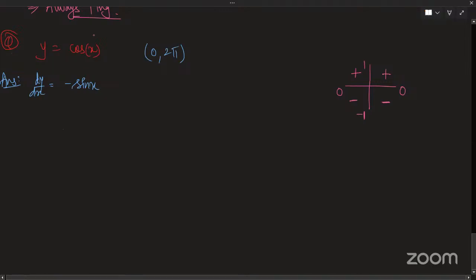So what can you infer about dy by dx, right? See, dy by dx is minus of sin x. So if I input my sin x as a positive value, it will invert that. And if I input my sin x as a negative value, it will give me a positive value. So can you infer anything about dy by dx in the first quadrant, second quadrant, third quadrant, and fourth quadrant?